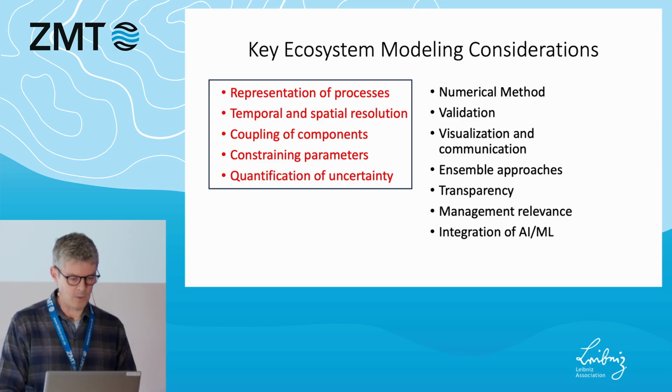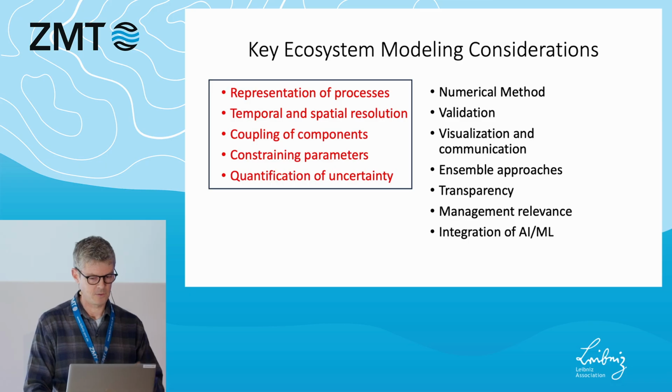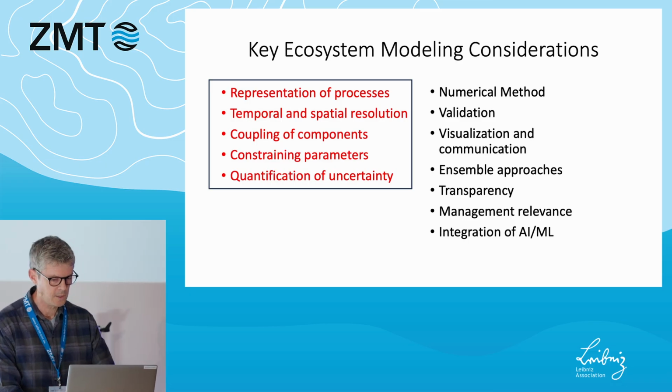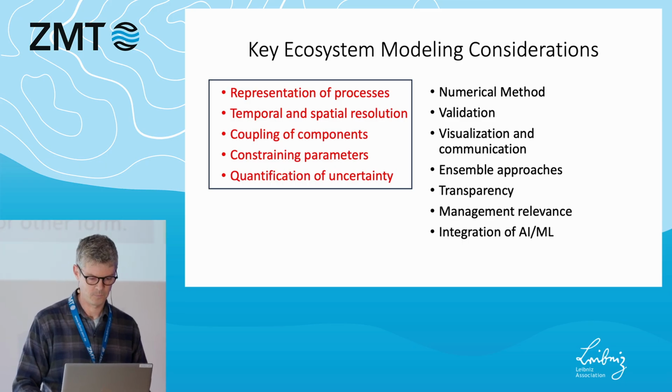So coupling of components. I'll be talking about some novel ways we get transport information into these other components, and how we constrain parameters, which is typically by Bayesian inference, and quantification of uncertainty the same way.